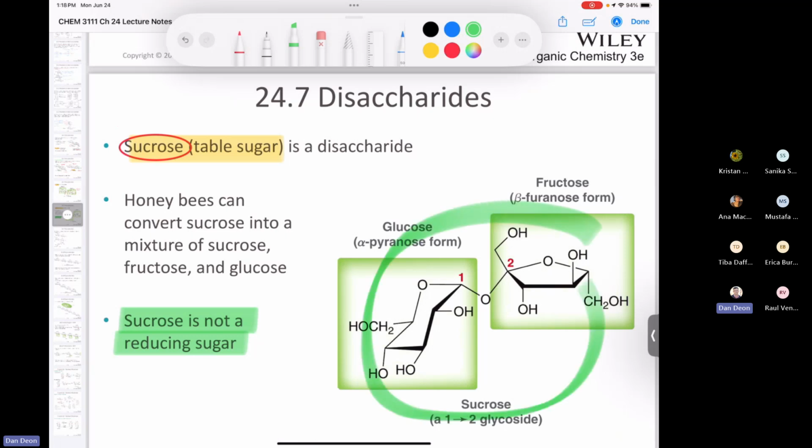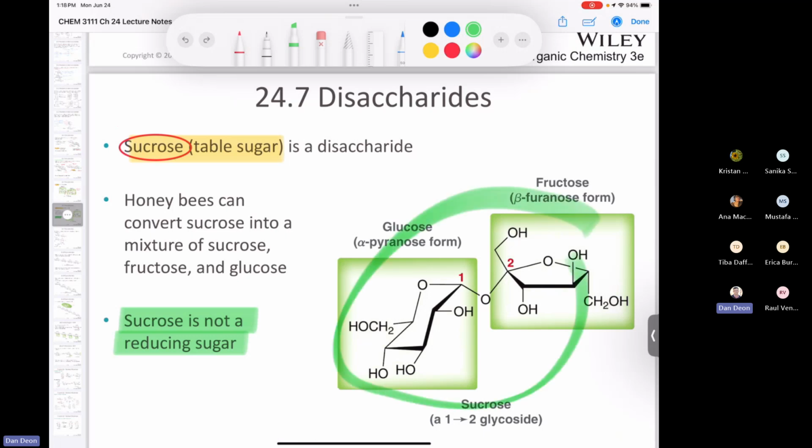You'll never be asked to draw sucrose or anything. But you can search and search in this molecule and try to find a hemiacetal. You won't find one because there's none in here, okay? So sucrose is not a reducing sugar.